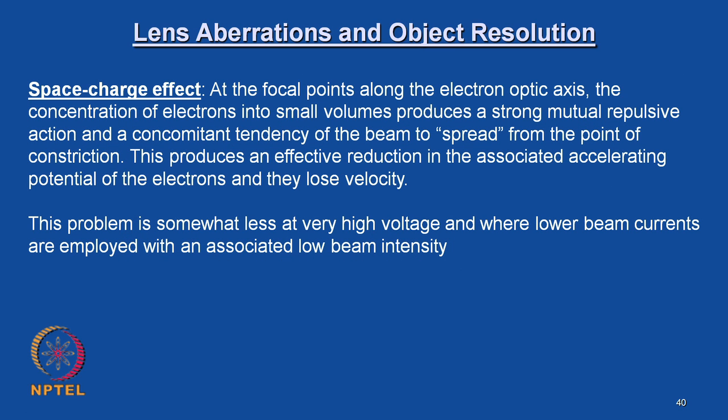Another important aspect of this electron optical system is the space charge effect. What is this space charge effect? At the focal points along the electron optic axis, the concentration of electrons into small volumes produces a strong mutual repulsive action and a concomitant tendency of the beam to spread from the point of constriction, that is, from the point of focus. This produces an effective reduction in the associated accelerating potential of the electrons, and they lose velocity. This problem is somewhat less at very high voltage, and where lower beam currents are employed with an associated low beam intensity.